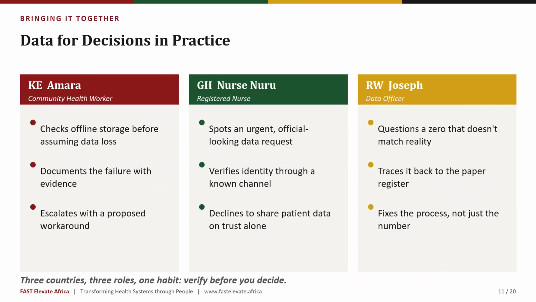How do we bring all this together? Data for decisions in practice. Notice the common habit across all these three examples. Amara verifies before escalating. She checks offline storage before assuming data loss, documents the failure with evidence, escalating with a proposed workaround. Nasnuru verifies before sharing information. She spots an urgent official-looking data request, verifies identity through a known channel, declines to share patient data on trust alone.